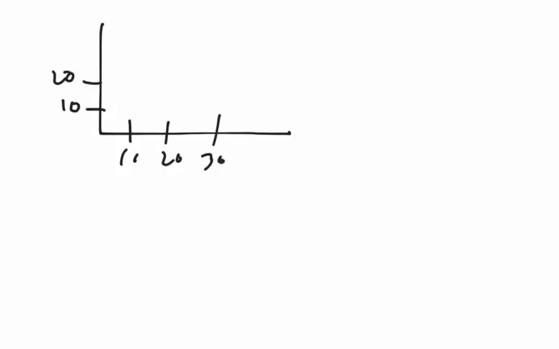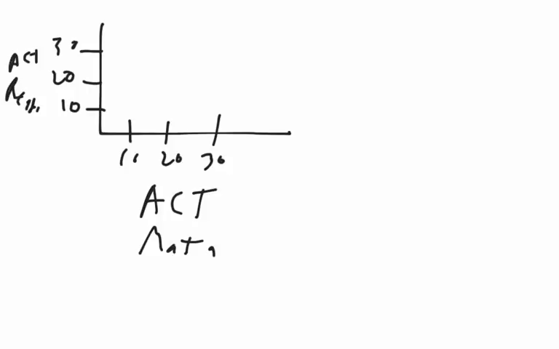Okay, scatter plots are obviously numerical in nature. And let's do ACT math versus ACT reading, and see what the correlation is.